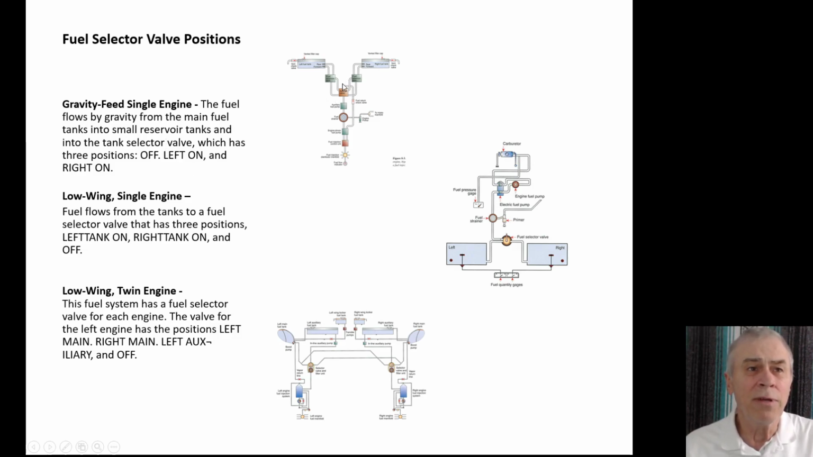So gravity feed. Low wing single engine. Fuel flows from the tanks to a fuel selector valve. So you can see the tanks on the bottom here. So there's going to have to be some sort of fuel pump drawing it up to where it needs to be here at the top. It also looks like it's the same options. Left tank on, or in effect left, or right and off.